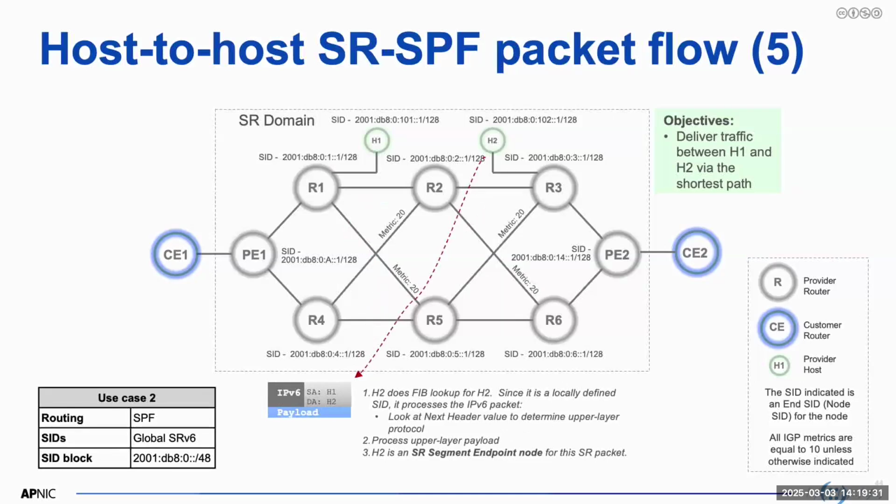Once it reaches H2, H2 sees its own address as the destination address. So then it just needs to process the payload, because there is no SRH. It will just discard the basic header and process the available information in the payload.